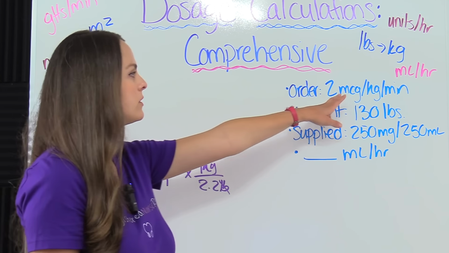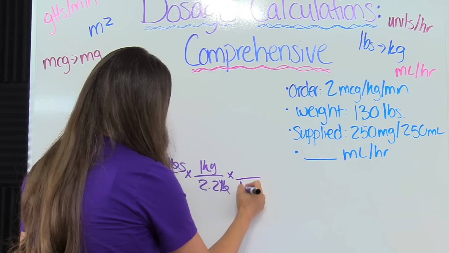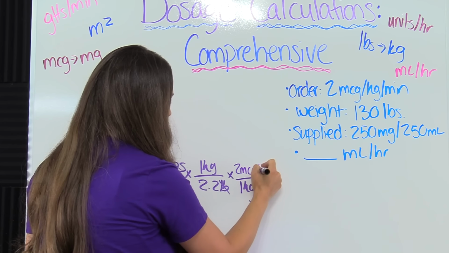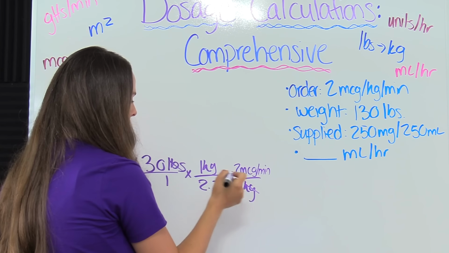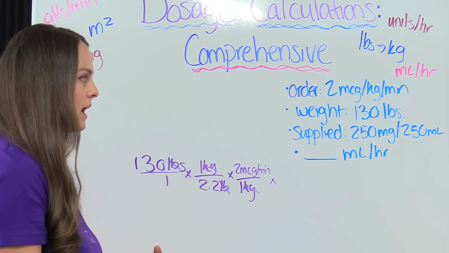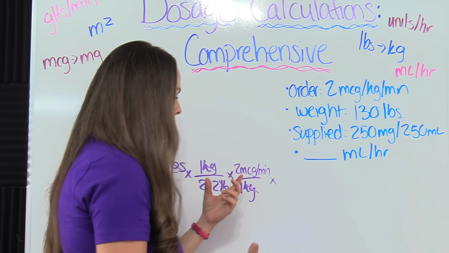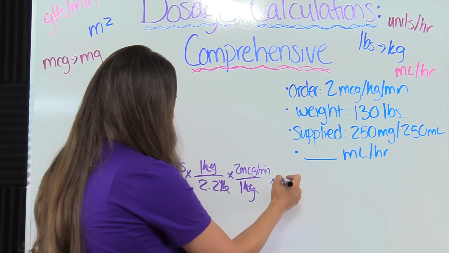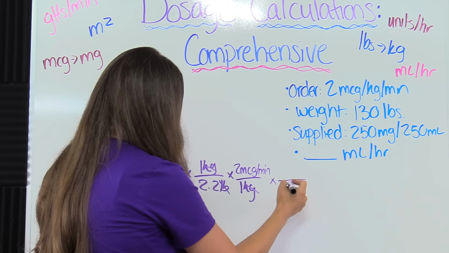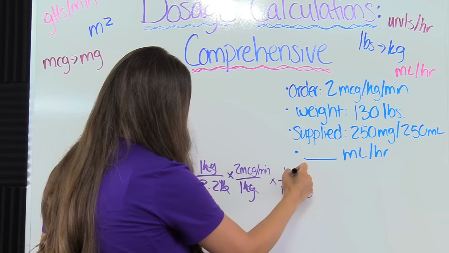Now let's plug in what the physician has ordered. So for every kilogram the patient weighs, we're going to give 2 micrograms per minute. So that cancels out our kilograms. Now we can plug in what we are supplied with because we can start converting there. So we're actually in micrograms right now. We have to get to milligrams. So we're going to plug in that metric table once again. And we know that in 1,000 micrograms, there's 1 milligram.